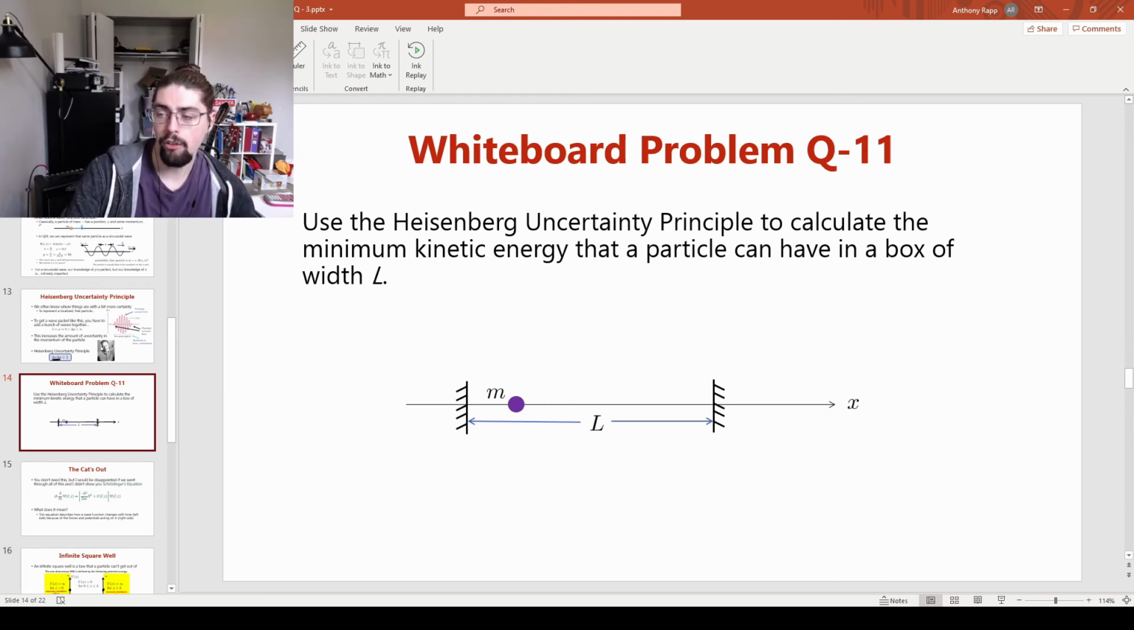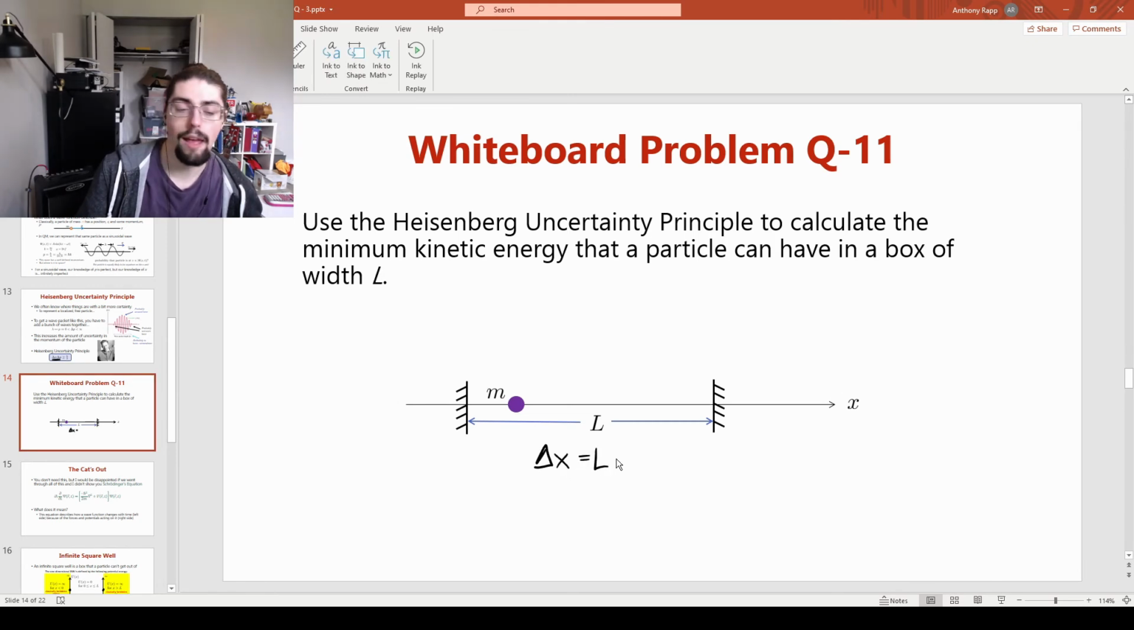Use the Heisenberg uncertainty principle to calculate the minimum kinetic energy that a particle can have in a box of width L. So what does this mean? We have closed this box. We have put a particle with mass m into a box. We have closed the box. We have not looked at it. We have not interacted with it. That means we have no idea where it is within the box. Our uncertainty in x is equal to L.